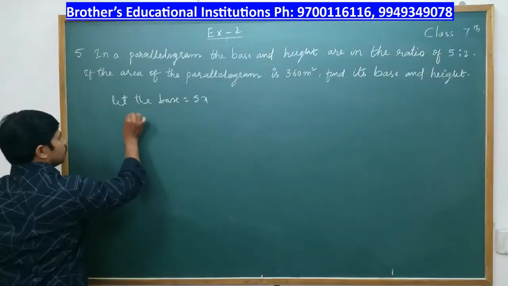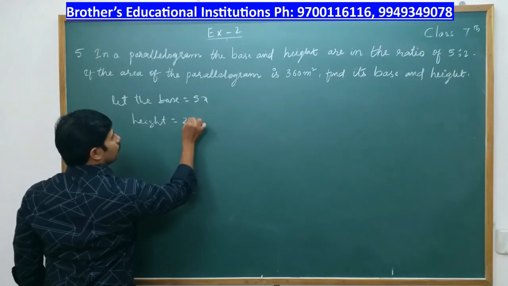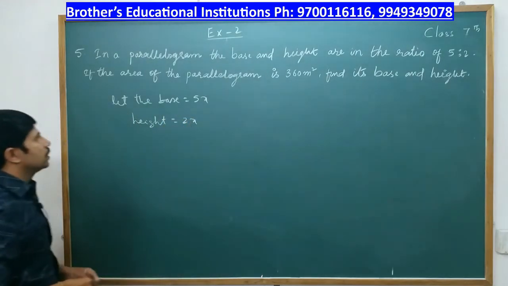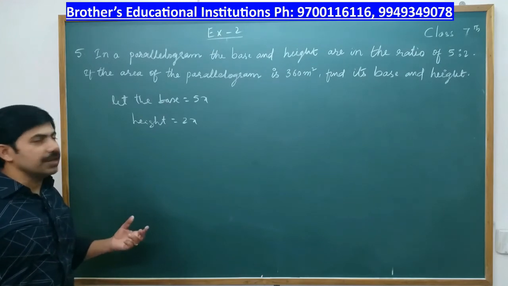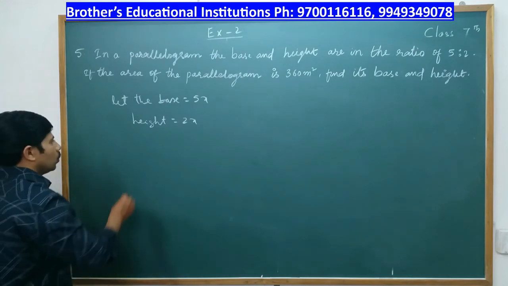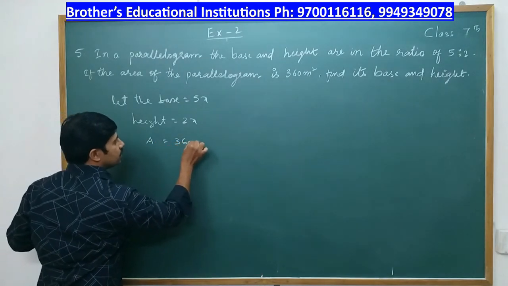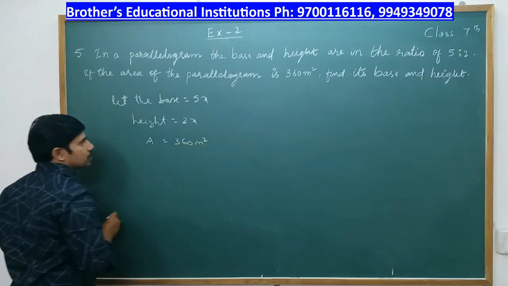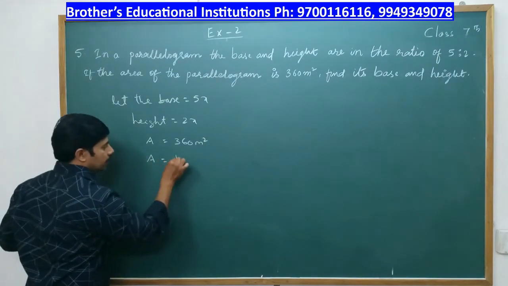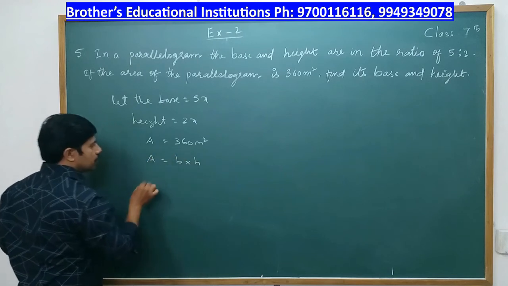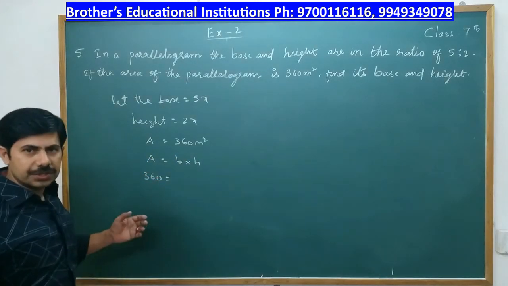So what is the height of the parallelogram? It is 2x centimeters. Now they have given the area. Area is given as 360 meters square. So what is the area of a parallelogram? It is base into height. So area is 360, we'll substitute 360 for A.